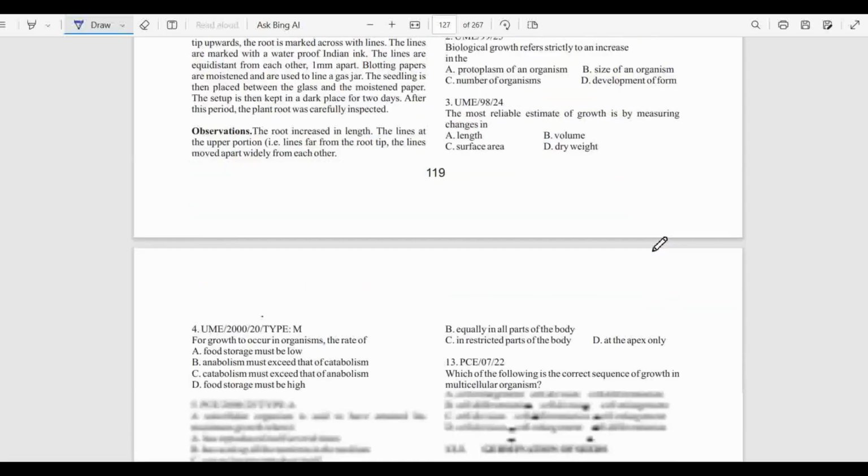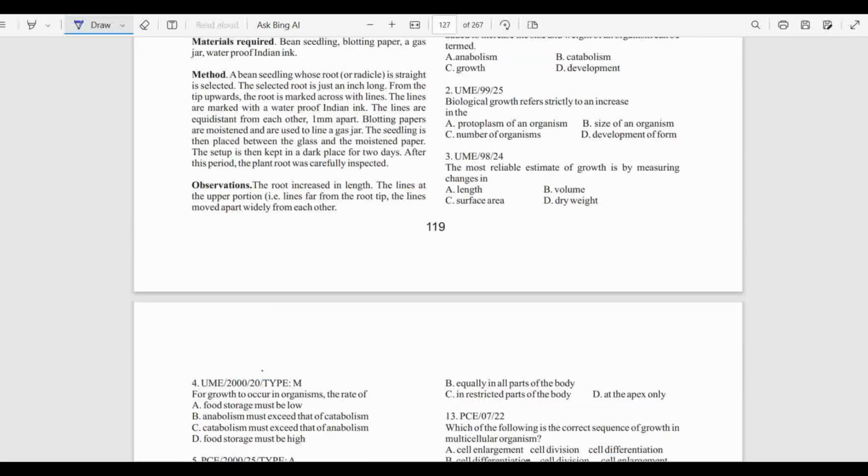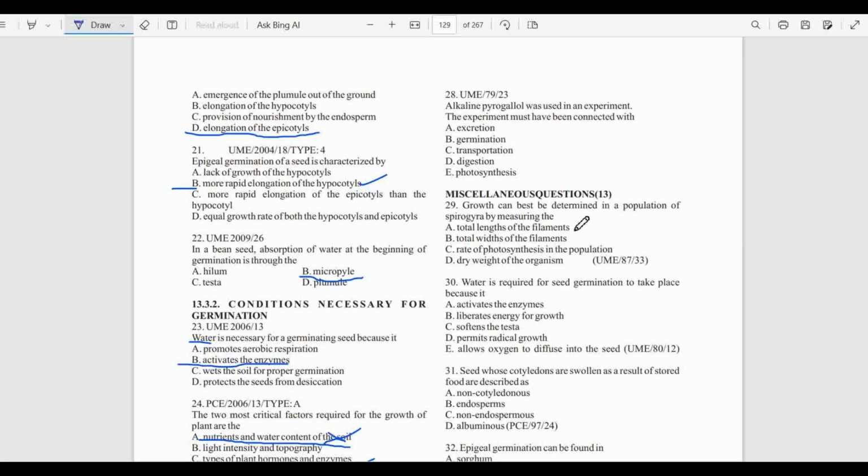Now let's go back to the question. It says alkaline pyrogallol was used in an experiment. The experiment must have been connected with which of these processes? So when alkaline pyrogallol is used in an experiment, it's normally to show that oxygen is necessary for germination. What alkaline pyrogallol does is that it absorbs oxygen. If you put alkaline pyrogallol in a controlled space, oxygen will be absorbed from that space. So the space will be devoid of oxygen.